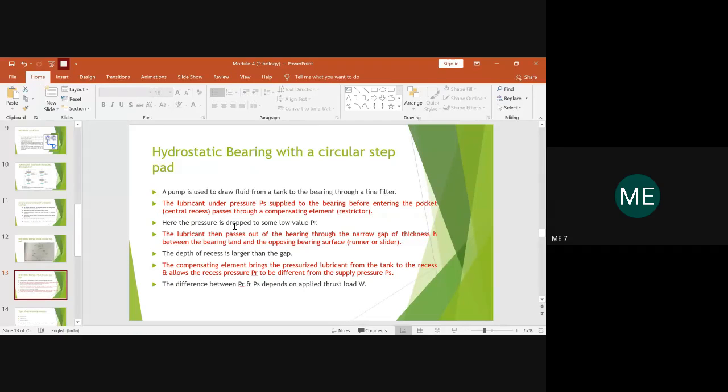Sometimes, if PS value is given and they ask you to determine the value of PR, and if your value of PR is higher than that of the PS, then you can understand that the calculation you have made is wrong. Always remember that the pressure of the oil which is passing outside the compensating element will always be lower than that of PS.